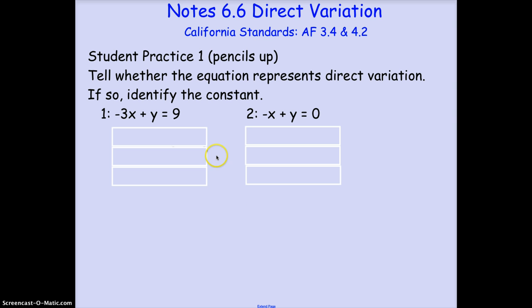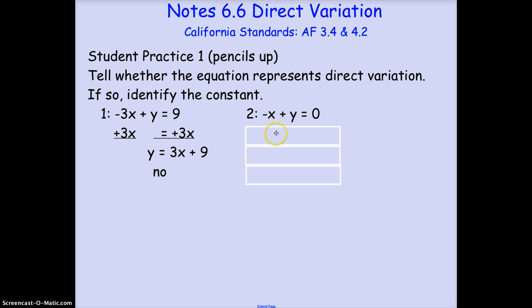Okay, let's see how you did. I want to start by adding 3x to both sides. 9 plus 3x, as we know, I can't combine those. So I leave it as y equals 3x plus 9. Now I can't get this to match my formula because I have a plus something on the end. Remember, my formula has to end with x. So my answer is no.